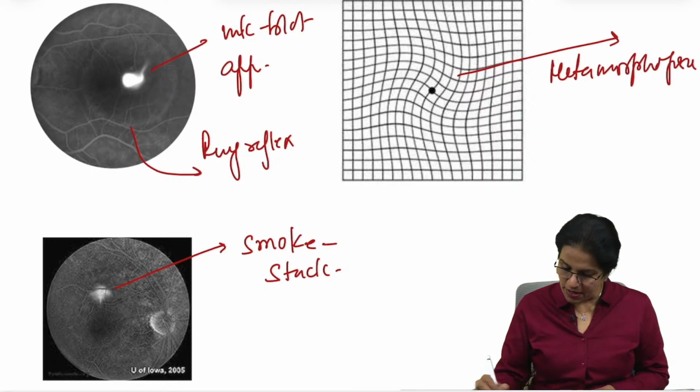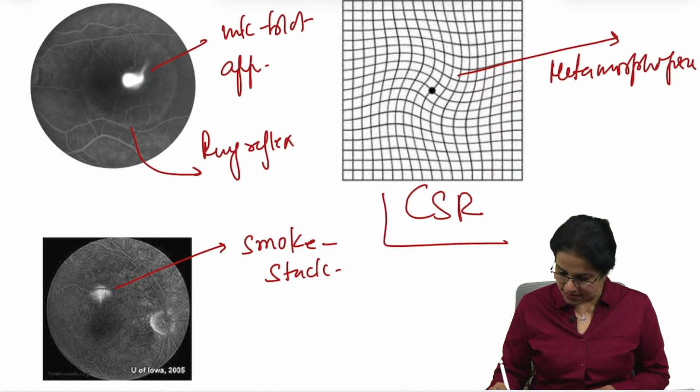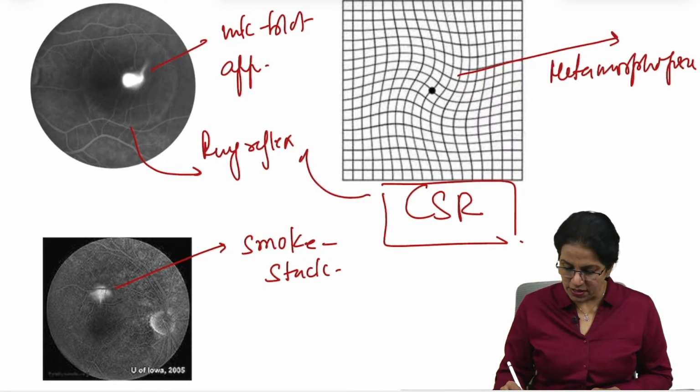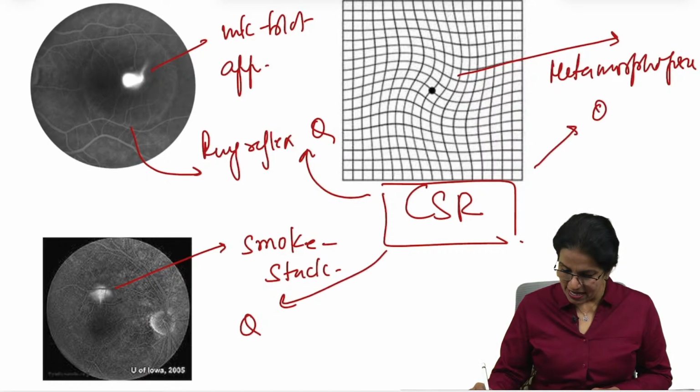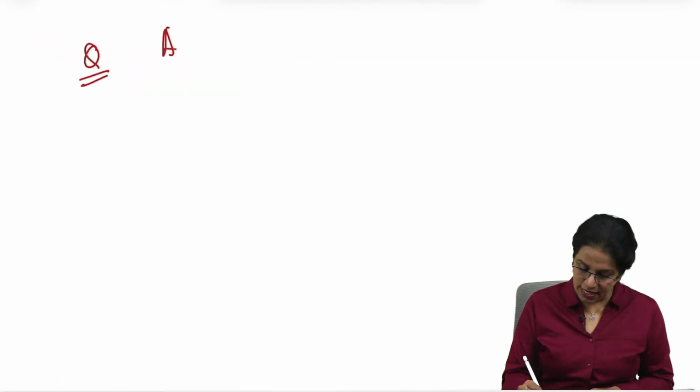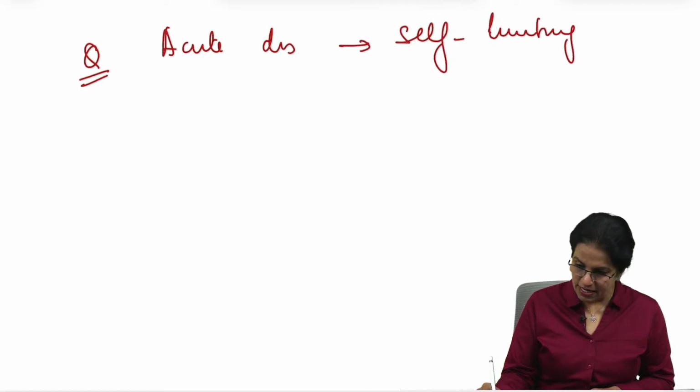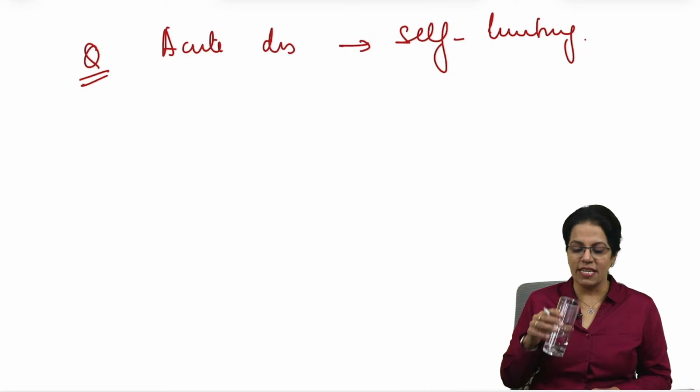Yes, we are talking about CSR as a whole, right? So these are important questions. Question number 1, 2, 3. Next question is that in the acute form, this is the acute CSR, acute disease, it is self-limiting. We will not forget that. It doesn't need any treatment. It will get better on its own. It is self-limiting.